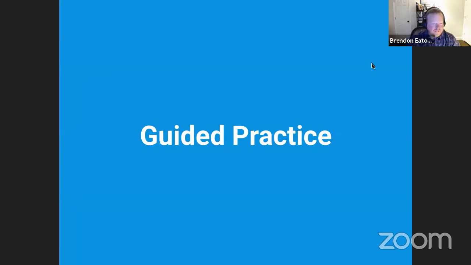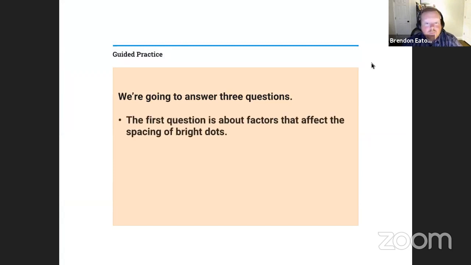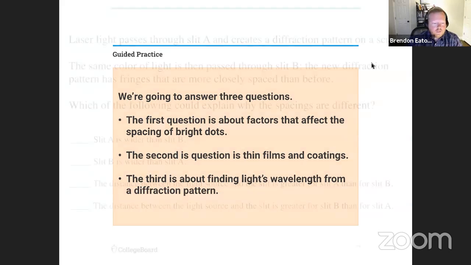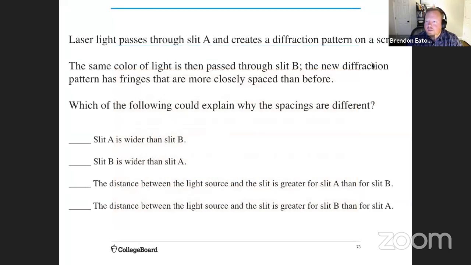Right, guided practice. So in our guided practice, we're trying to answer 3 questions. The first question is about factors that affect the spacing of bright dots. Second is about thin films and coatings. And the third is about finding light's wavelength from a diffraction pattern. The first question, here we go.